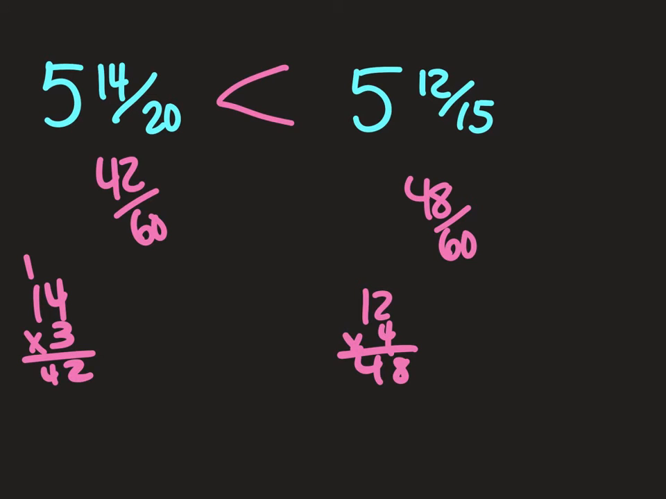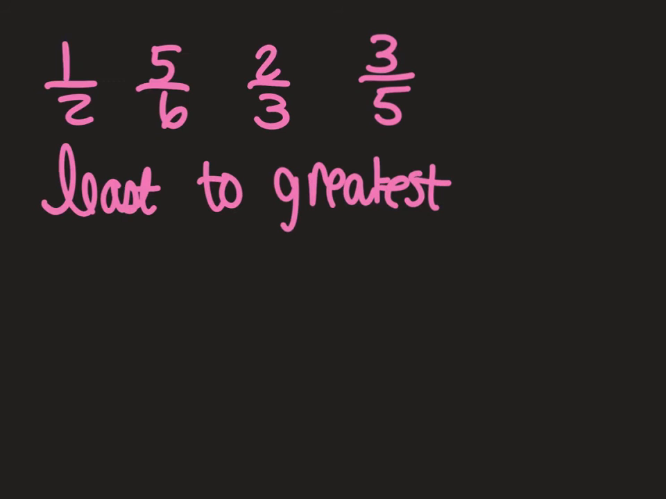All right, it's a less than symbol. 5 and 14/20 is less than 5 and 12/15. Here's why. I got 60 as my common denominator. Times 3, times 3. Here's my scratch work because I couldn't do it in my head. Times 4, times 4. Here's my scratch work. And now I can look at my numerators. 48 is bigger than 42.